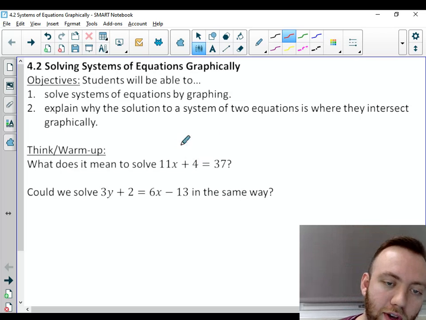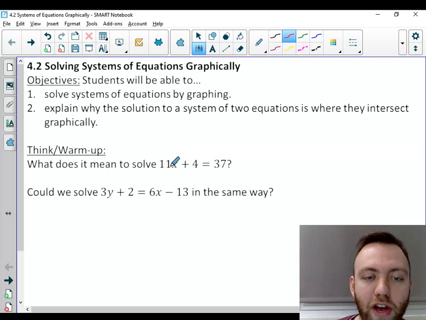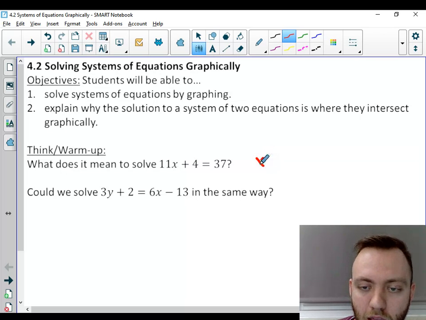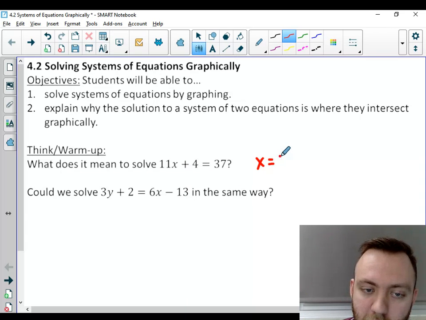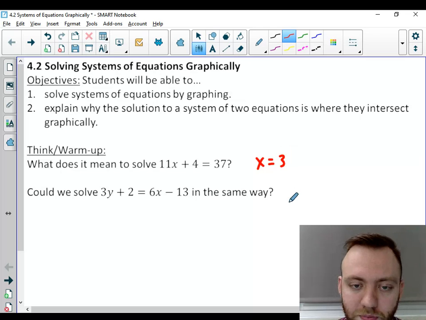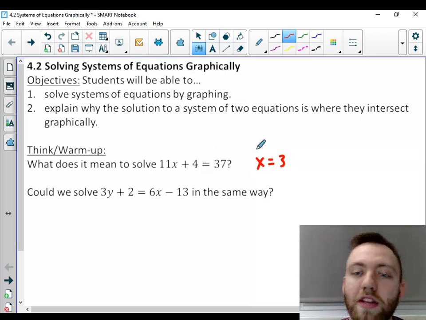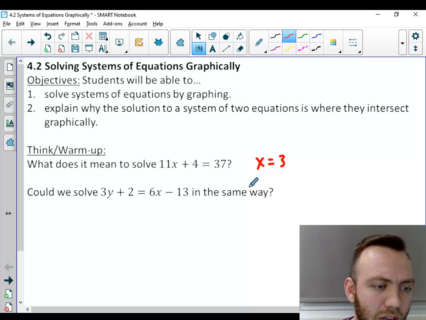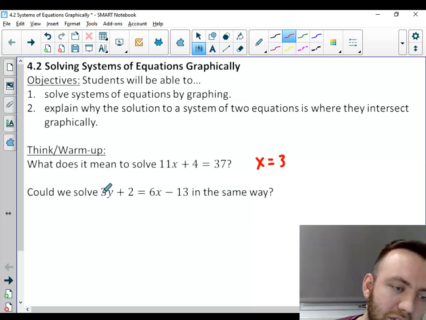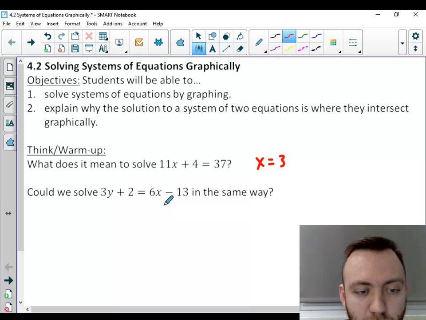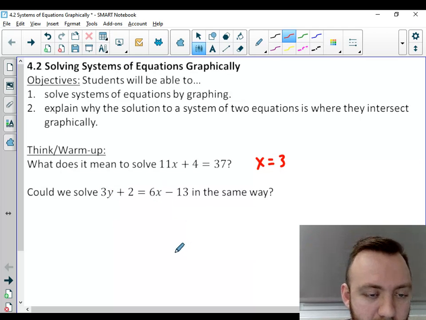Now, when I tell you to solve this, usually we find a value for x, right? We'll say x equals whatever it is. In this case, it's going to be 3, if you ended up solving that. You say x is 3. That's how we solve it. So now my question is, could we solve 3y plus 2 equals 6x minus 13?